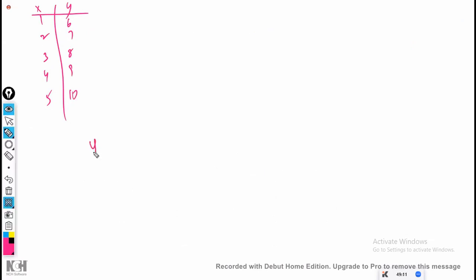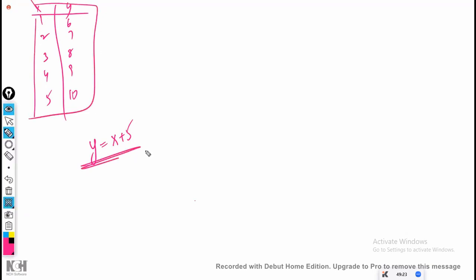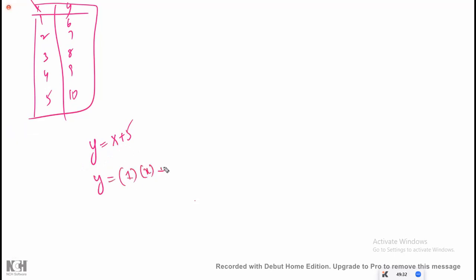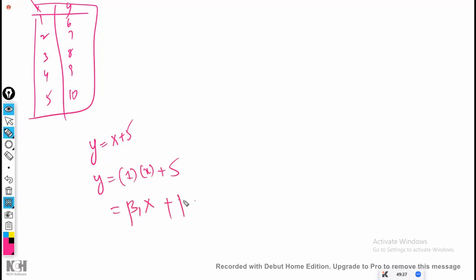Now, y is equal to x plus 5 is the equation. I have identified the relation between these two and concluded that y is equal to x plus 5 is the relation. Now, y is equal to x plus 5, meaning 1 into x plus 5, which is nothing but beta 1 x plus beta naught. Now your beta 1 value is equal to 1. Beta naught value is equal to 5.